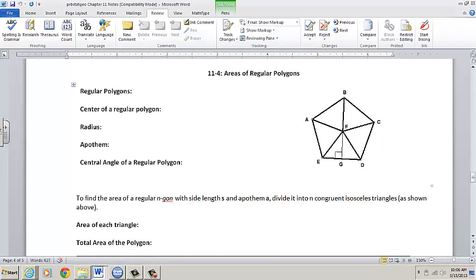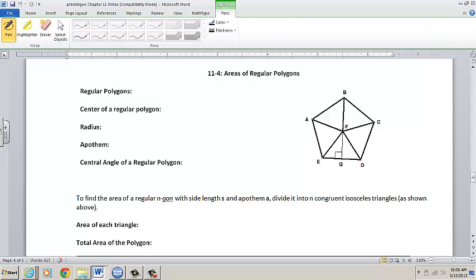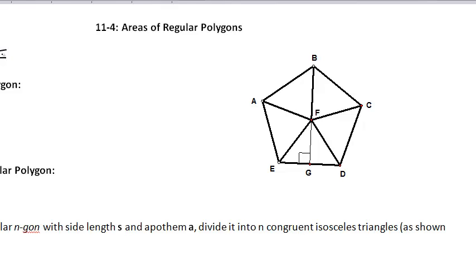Okay, so this section we're going to start talking about regular polygons and their areas. So a regular polygon, remember, is just a polygon with congruent sides and congruent angles. So there's an example here with a pentagon. So all the sides are congruent, all the angles are congruent.